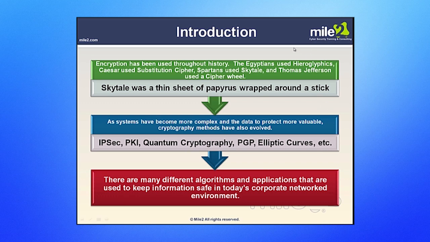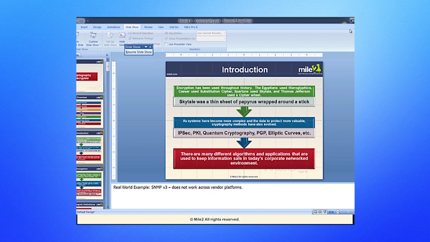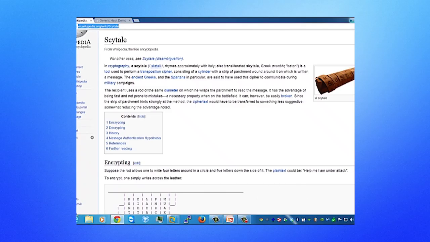Encryption has actually been around throughout history. The Egyptians used hieroglyphics, Caesar used substitution ciphers, and the Spartans even used a scytale, however you want to pronounce it, that was effectively a thin sheet wrapped around a stick. Here on Wikipedia, it shows a picture, and we can see that the rod has to be the correct diameter, otherwise the letters will not line up, and that would be very important for you to get the secret message.